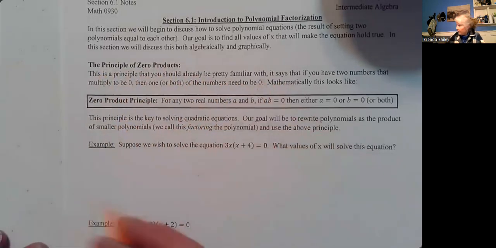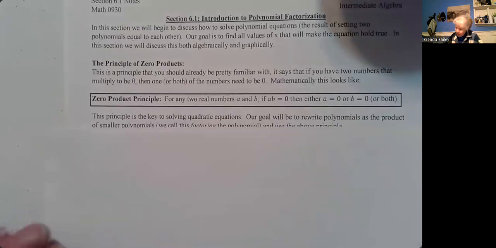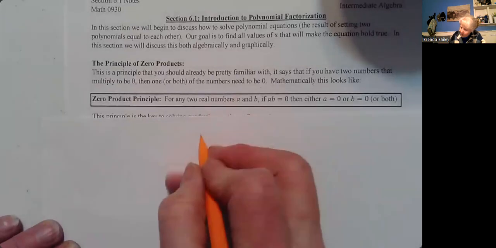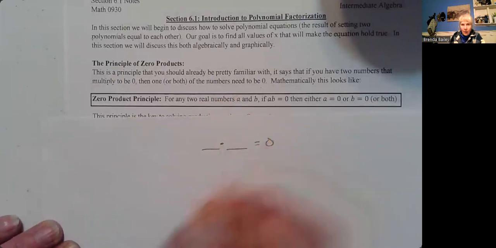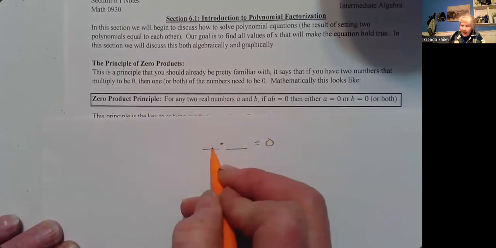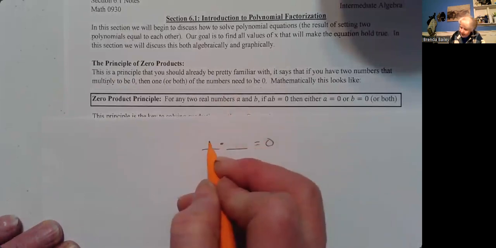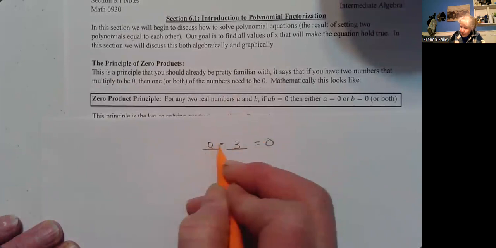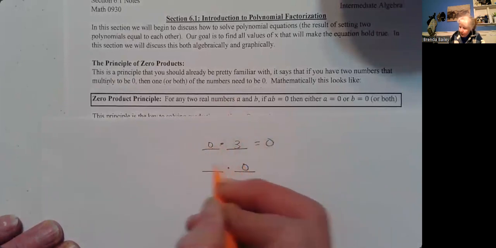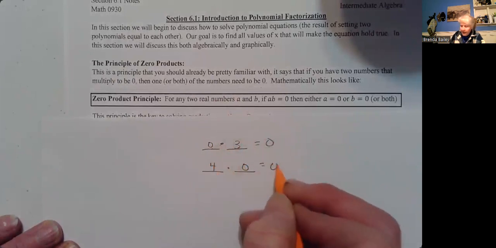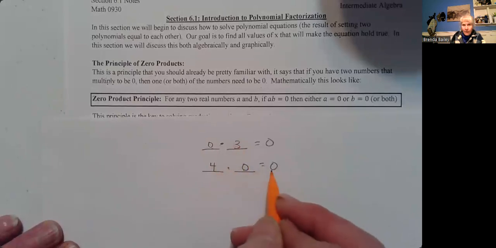Well, if you have two numbers, let me get another sheet of paper here. I have a little bit more room. If you were to multiply two numbers together, and you wanted it to equal zero, one of those numbers has to be zero, either one or the other. So you could have a 0 and a 3. 0 times 3 is 0. Or the second one could be a 0, and this one could be a 4 or whatever. It doesn't matter what that other number is. Any number times 0 is 0.